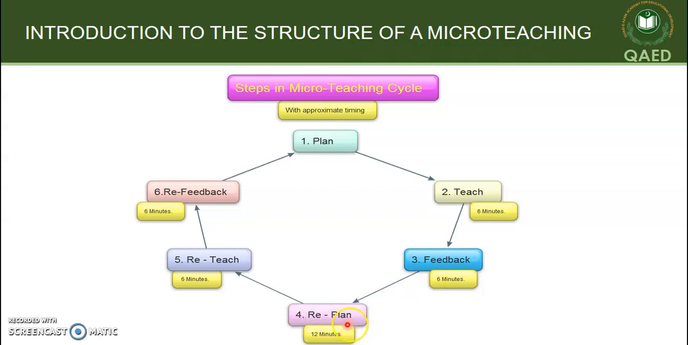Then he replans the lesson. It takes almost 12 minutes. After replanning, he reteaches the lesson in about 6 minutes. After reteaching, the teacher again gets the feedback from the students or the peers. It means that after the first feedback, the teacher gives an improved lecture or lesson and then again takes the feedback, which improves his lesson and the understanding of the students.